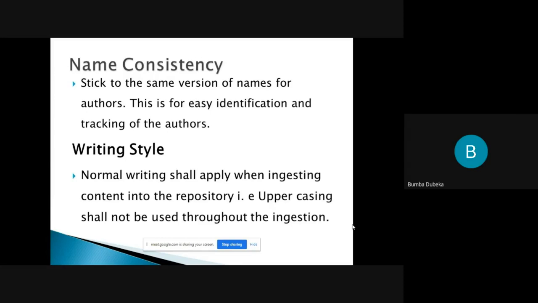So we were talking about writing style, and we said our experience was you find that some people would ingest content in caps, as in uppercasing, others would put content the normal way we write, and we felt this was distorting, or rather this didn't look very neat on our end. And so we thought we put it also as policy or guideline that no uppercase writing shall apply when ingesting content. Only in cases where it is important to use uppercasing shall it be used.